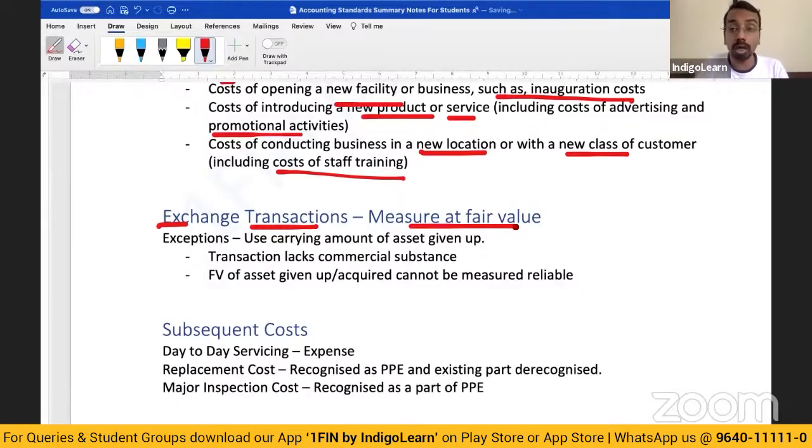Fair value of what? What fair value should we use? Should we use the fair value of asset given up or asset acquired? Can you quickly answer? Let us see how many of you have clarity on this. Fair value of asset given up or fair value of asset acquired?